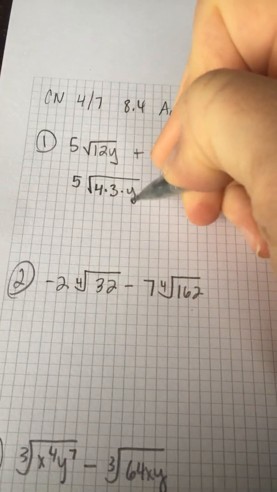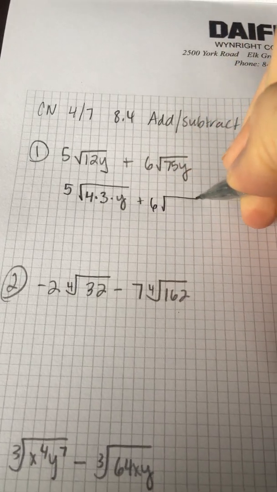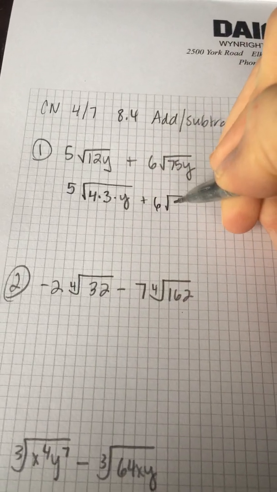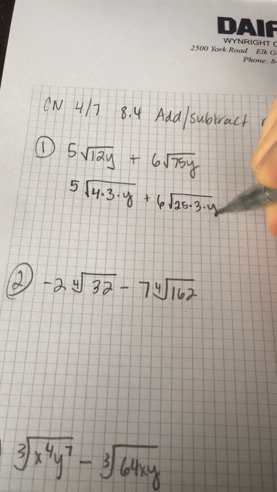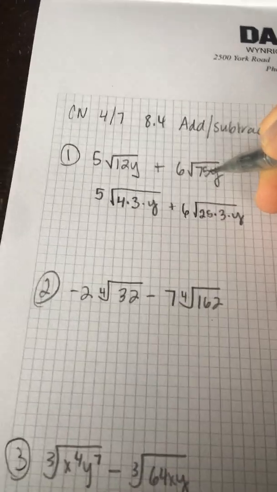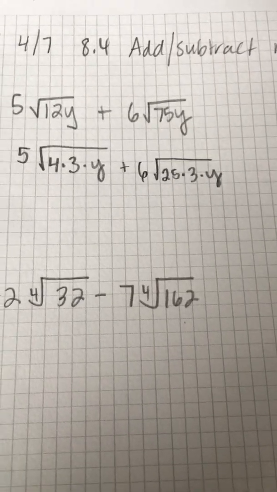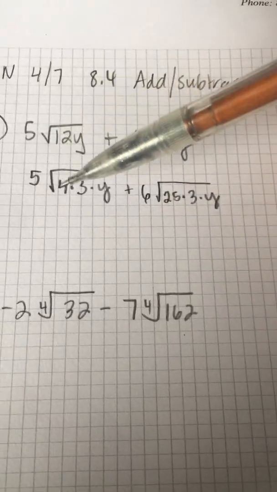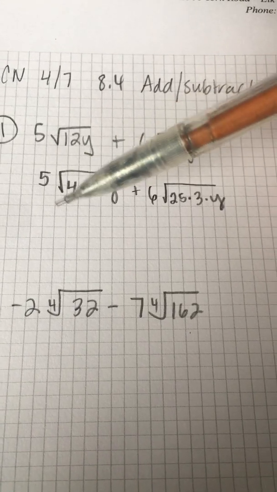And then I'm going to keep that y. Then I have a 6, and I'm going to break up 75 into 25 times 3 and the y. The biggest perfect square that goes into 75 is 25. If you're not sure of that, use your power sheet and work your way to figure that out. Perfects come out, not perfects stay in. 4 is perfect, it comes out as something different.